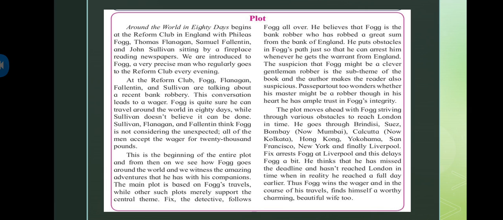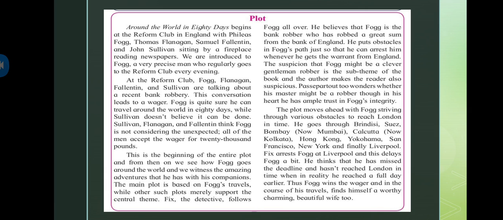And why is he there behind him? Because what he's planning to do is, whenever he gets the warrant, he will arrest Fogg because of that robbery. He puts obstacles in Fogg's path just so that he can arrest him whenever he gets a warrant from England. The suspicion that Fogg might be a clever gentleman robber is the sub theme of the book, and the author makes the reader also suspicious.